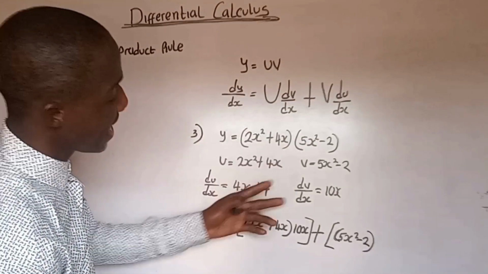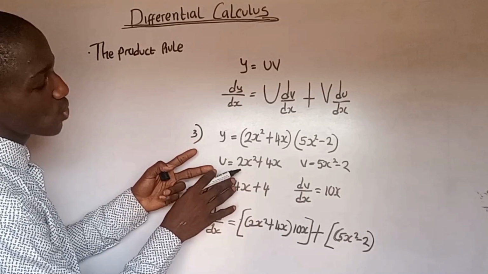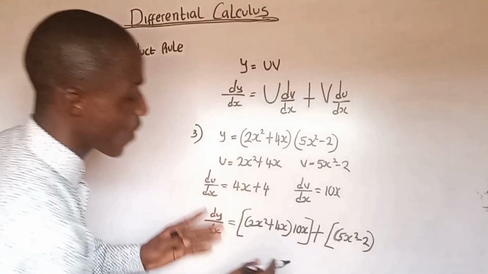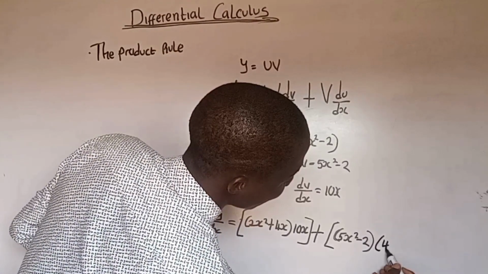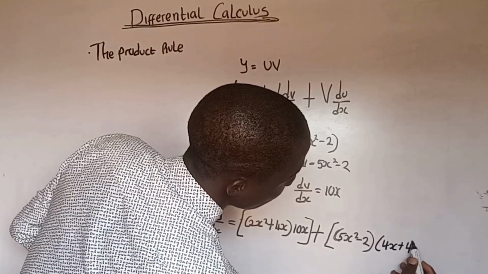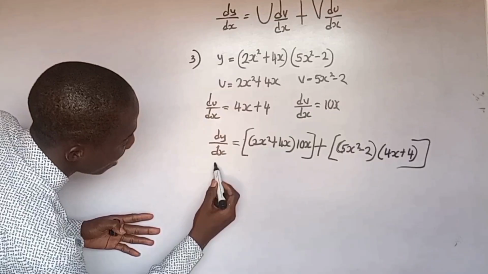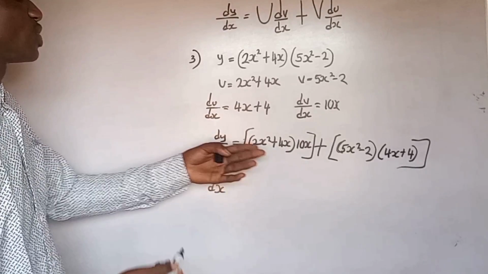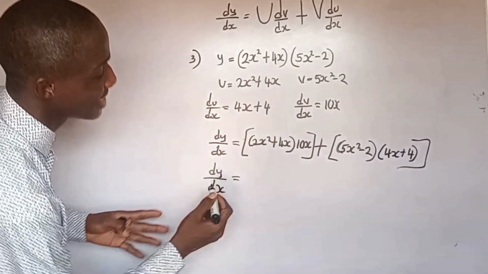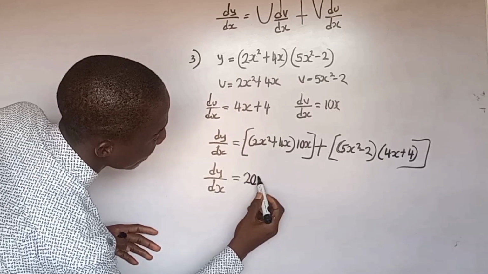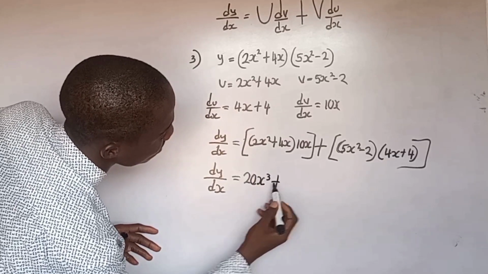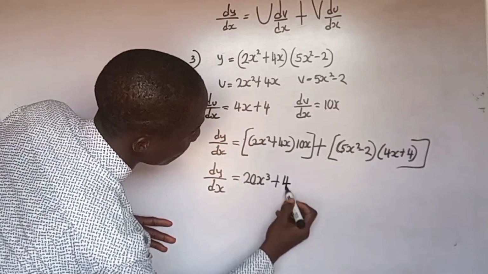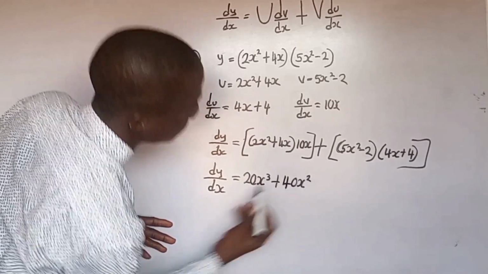The du over dx is 4x plus 4. Oh, sorry, I'm going to have another bracket, 4x plus 4. Now, I have dy over dx equal to 10x multiplied by 2x squared, that is 20x cubed, plus 4x multiplied by 10x, that is 40x squared.